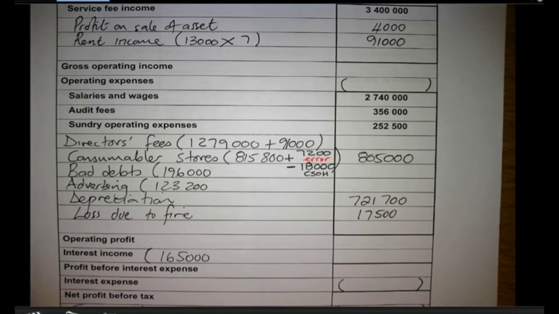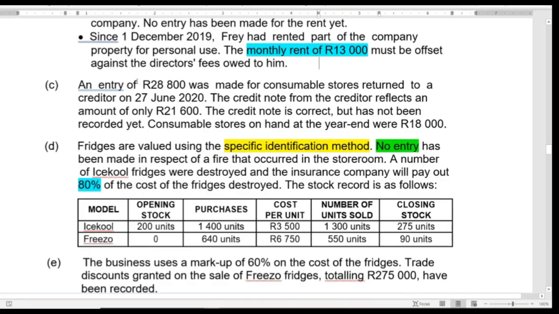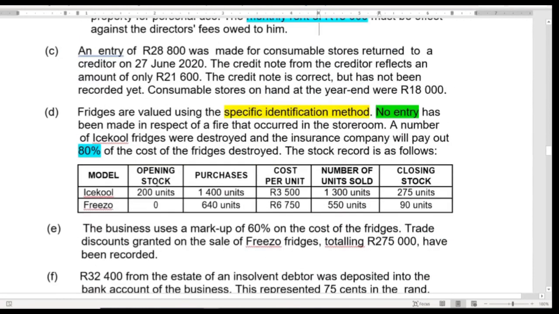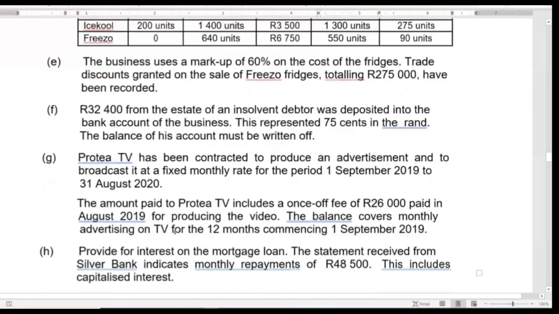Please don't forget to post questions on the chat. Please do not forget. We've done C. So as you complete, you tick off. You tick off A, B, C, done. Okay, so you can also see that you're getting through some stuff.